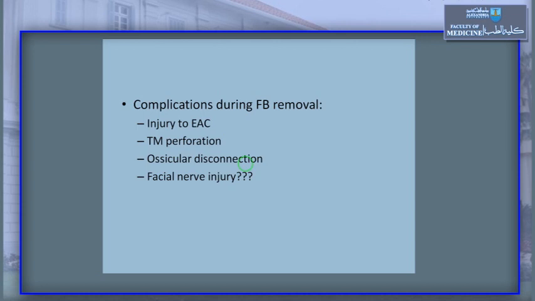So the take-home message here: if you have a foreign body and if the patient is irritable, if the child is irritable, if you don't have proper instrumentation, if you don't have a proper way to visualize the external auditory canal and tympanic membrane and the foreign body, it's safer and better to refer the child to where it can be done under proper settings.